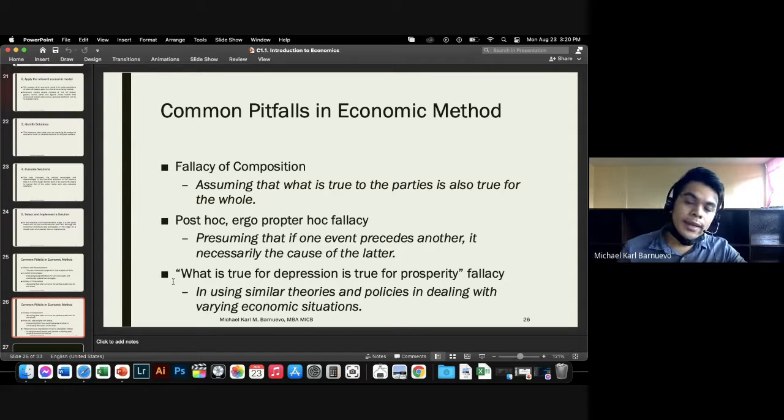The policy made in 1990 is not already effective in 2021. That's why we must be continuously improving, changing, and revising policies, so that it could help or solve problems in the current time, in the current economic situation. Even theories are constantly being changed, constantly being improved to fit the current situation. So those are the common pitfalls in the economic method.